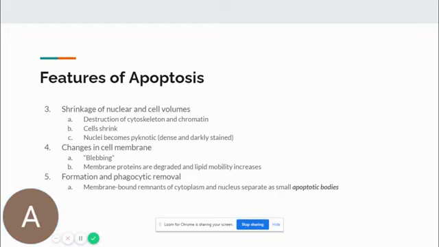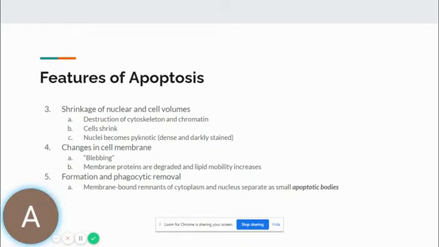There's destruction of the cytoskeleton. Imagine the cytoskeleton, which helps maintain the shape of the cell, like our skeleton, which helps maintain the shape of our body. Of course, if you have a broken bone, the shape is affected. So the cytoskeleton and chromatin are also destroyed. The cells shrink. The nuclei become pycnotic, which means they become dense and darkly stained. So it's called a pycnotic nucleus.